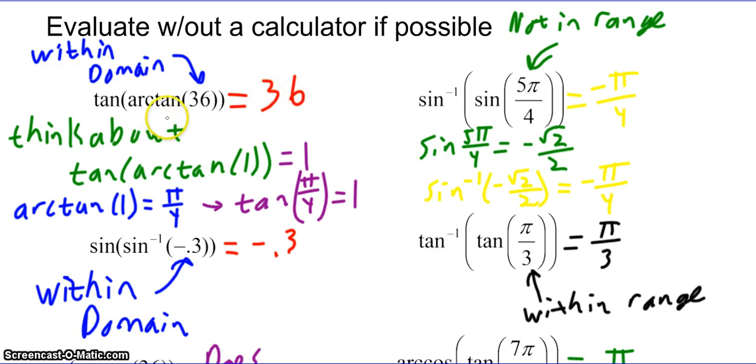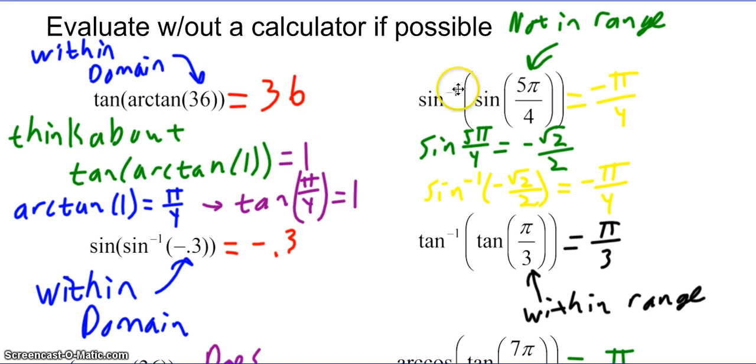The way that I can prove that to myself, or I guess this isn't a proof, but it's an example to help you understand why this is. So think about the tangent of the arctangent of 1. Well, what is the arctangent of 1? It's pi fourths. So then this question is saying, well, what is the tangent of pi fourths? Well, that's 1. So the same thing would happen here. You could also do this by drawing a triangle. So if you draw a triangle with arctangent of 36, you'll see that the tangent of that same angle for that triangle is also going to be 36.